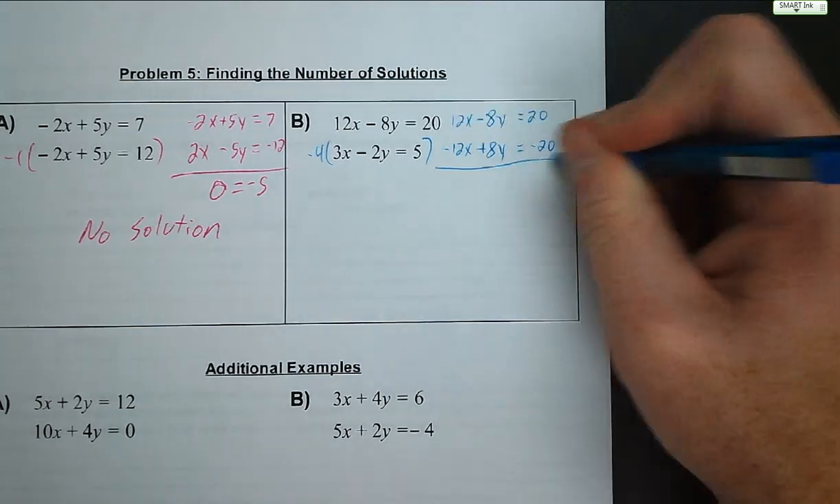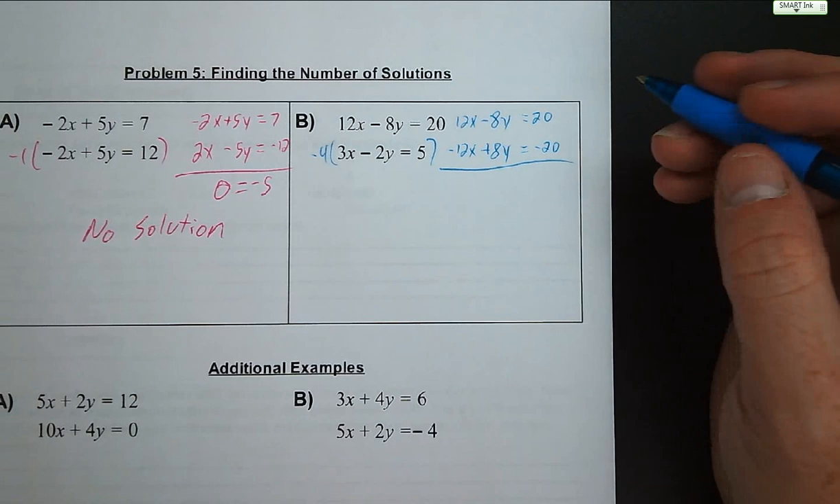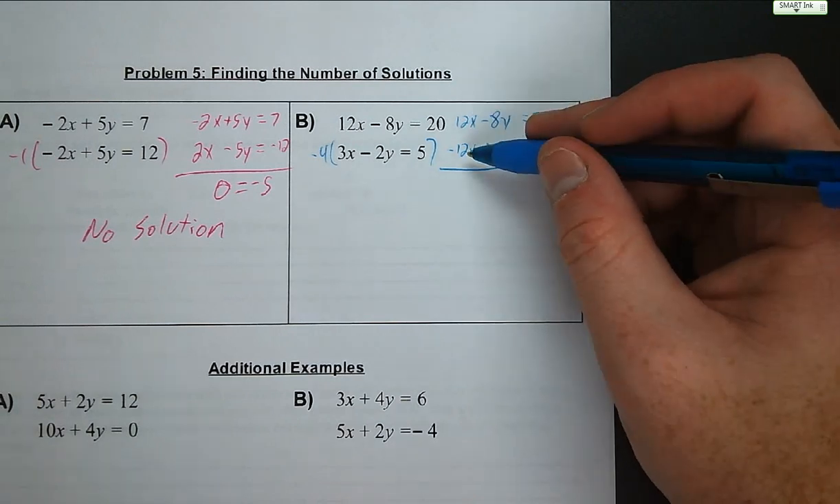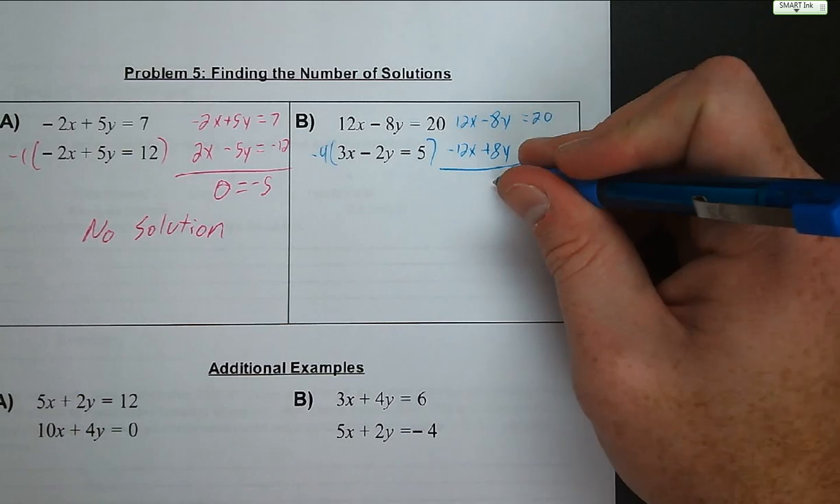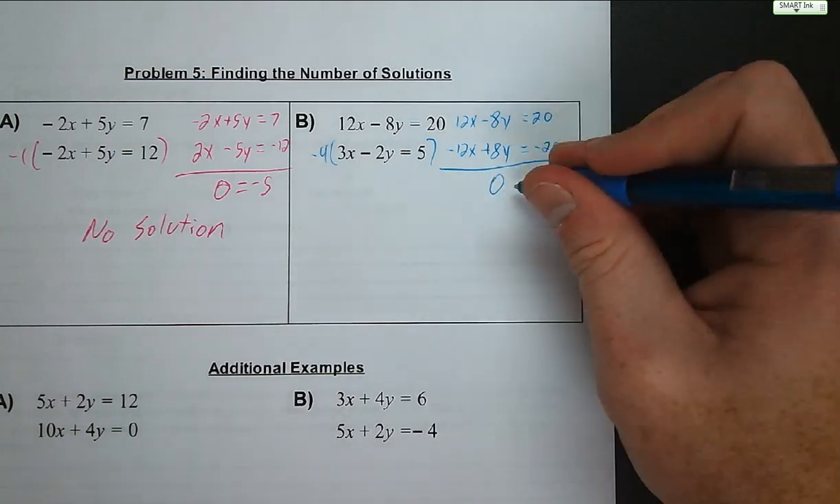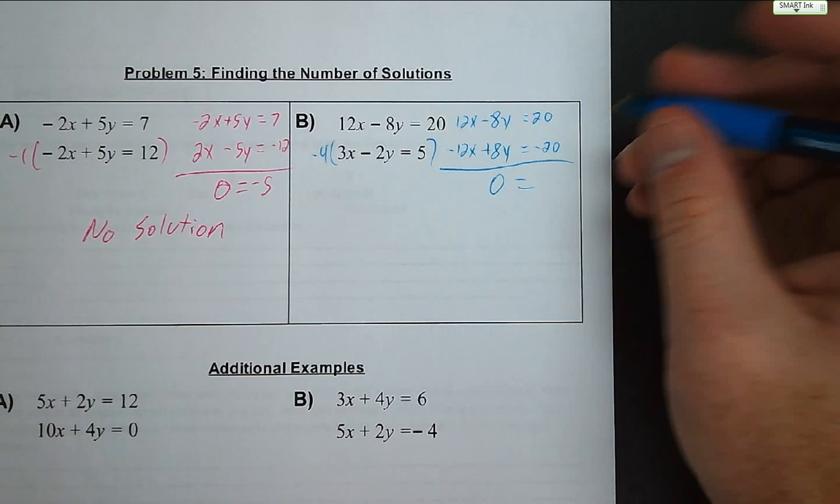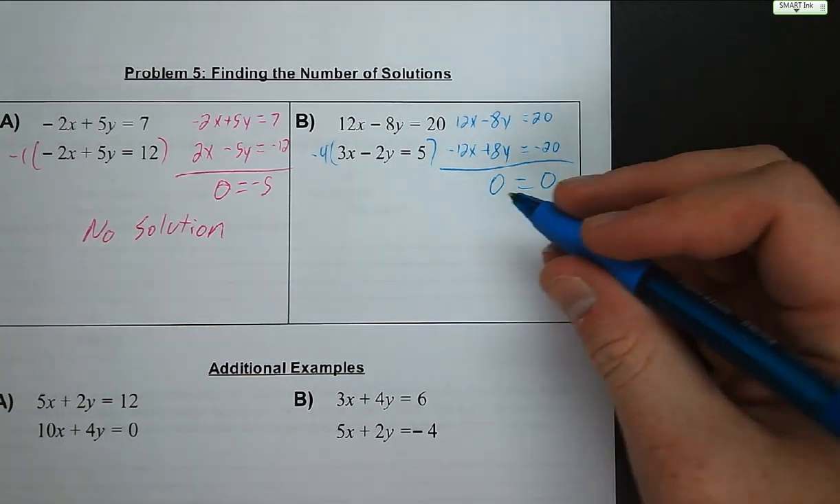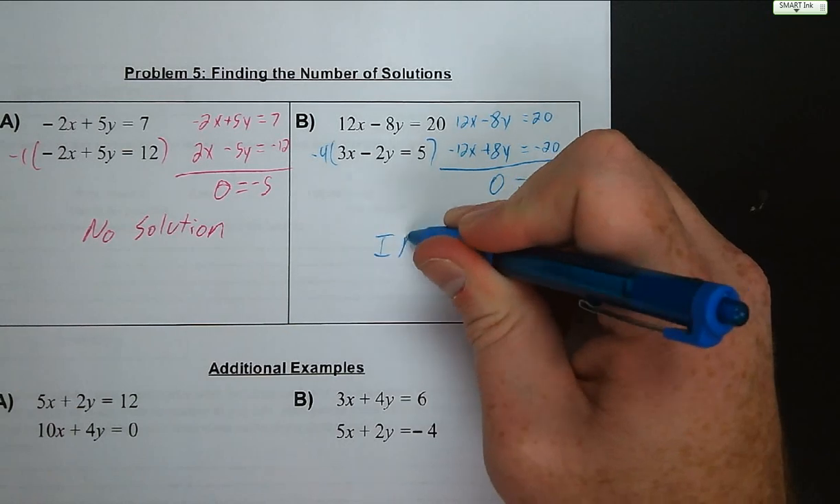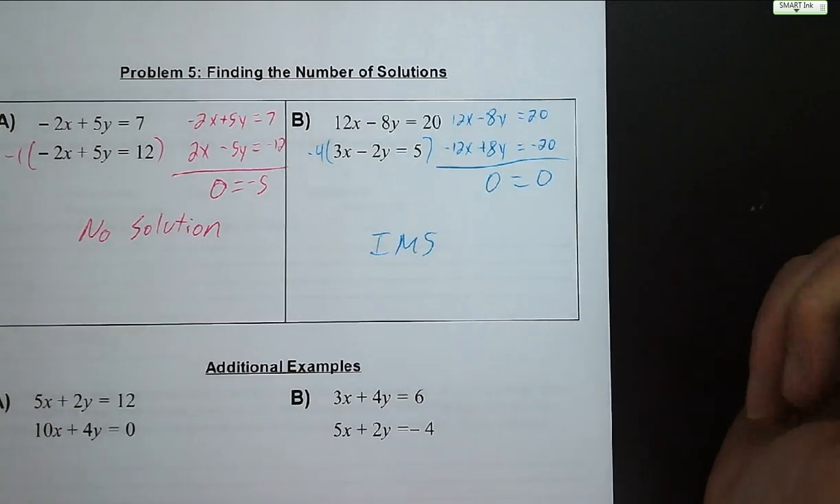Now, when we add these together, 12 plus negative 12 is 0. Negative 8 plus 8 is 0. 20 plus negative 20 is 0. So is 0 equal to 0? Yes, it is. So this has infinitely many solutions.